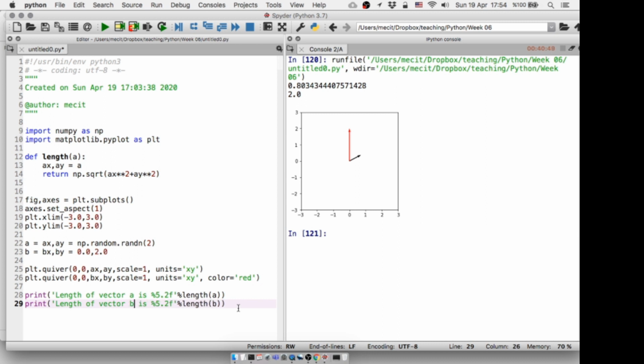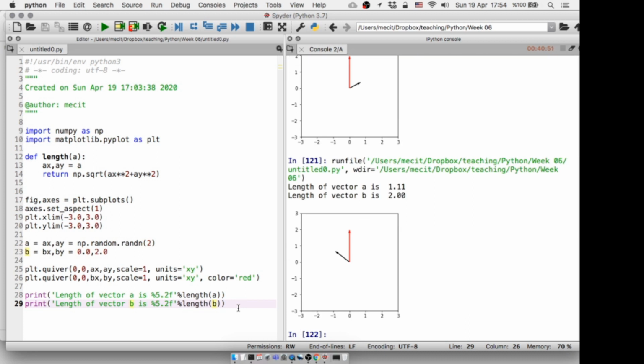Okay, so let me run. Okay, 2 vectors. The length of vector A is 1.11. The length of vector B is 2.00. Okay, good. So this is defining a function to get the length of a vector.